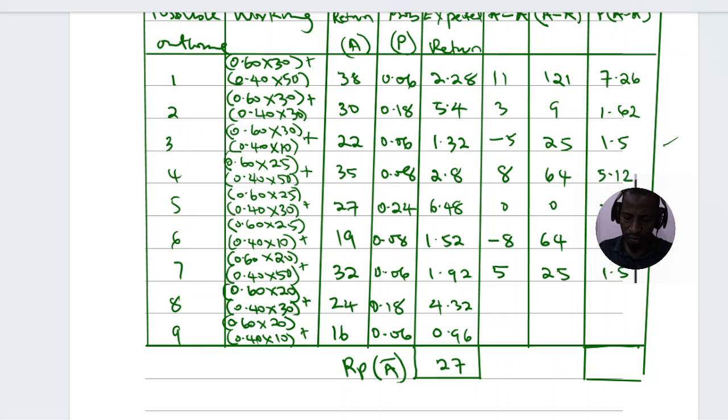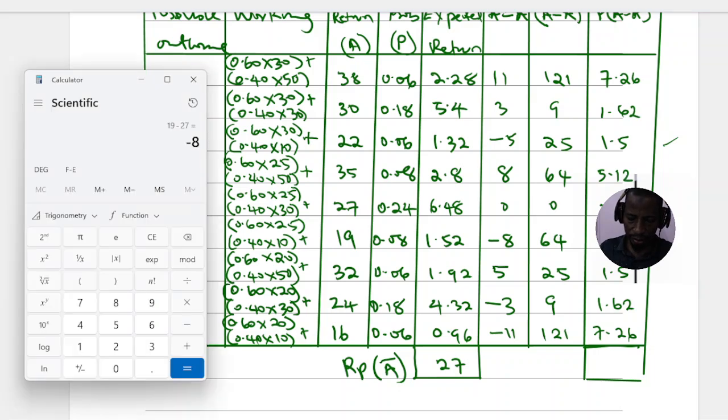24 minus 27 will give us minus 3. Minus 3 squared will give us 9. 9 multiplied by 0.18 will give us 1.62. Next one, 16 minus 27. That's minus 11. Minus 11 squared will give us 121. 121 multiplied by 0.06 will give us 7.26. So let's add up all the numbers.